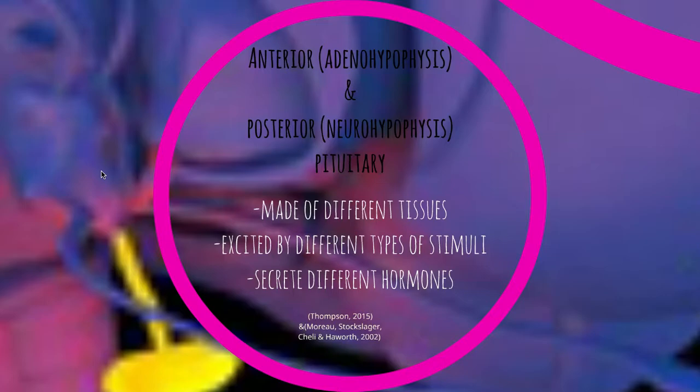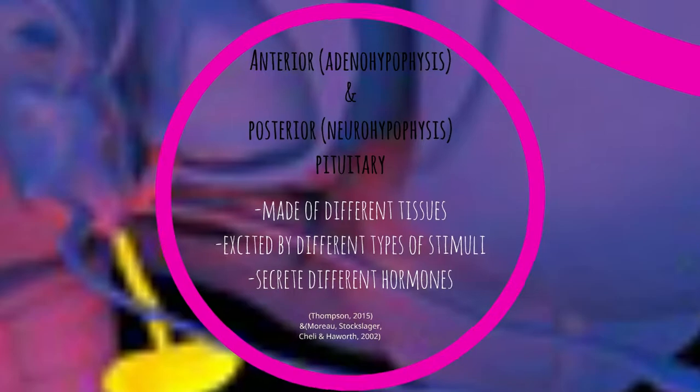The pituitary gland is divided into two parts, the anterior and the posterior pituitary. These two glands are made of different tissues. They are excited by different types of stimuli and also secrete different hormones.